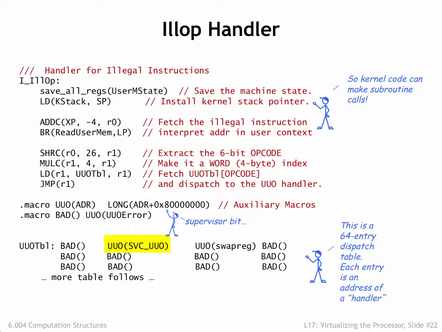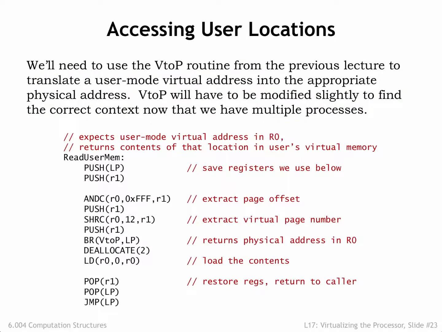Illegal opcode 1 will be used to implement procedure calls from user mode to the operating system, which we call supervisor calls. More on this in the next segment. As an example of having the OS emulate an instruction, we'll use illegal opcode 2 as the opcode for the swapreg instruction, which we'll discuss now. But first, a quick look at how the OS converts user mode virtual addresses into physical addresses it can use.